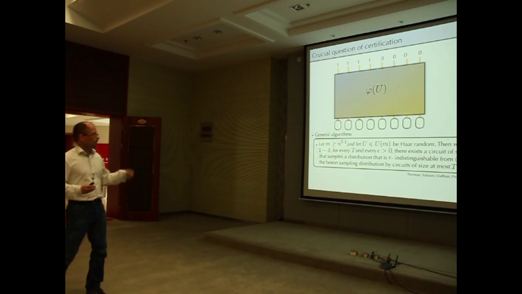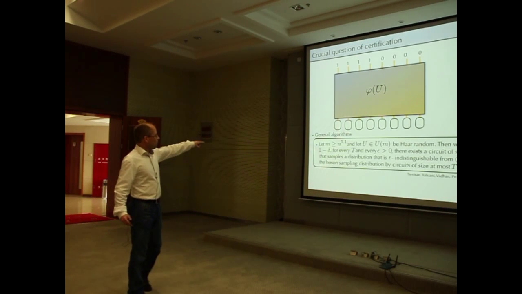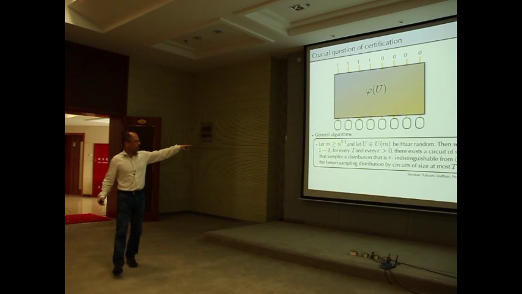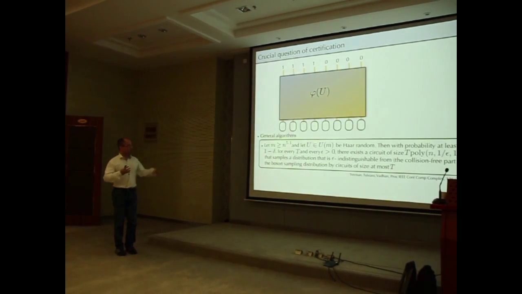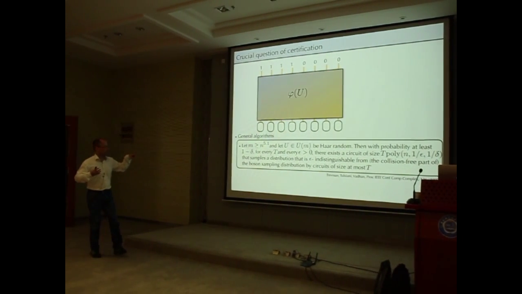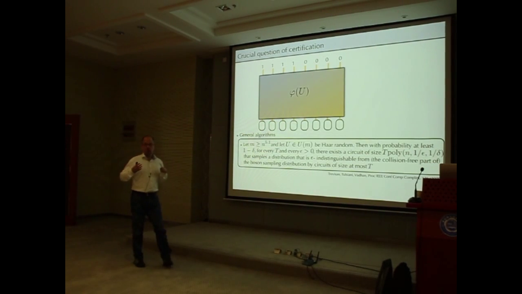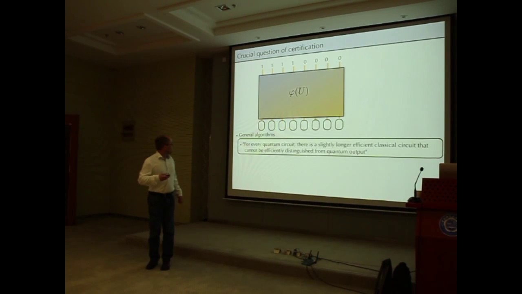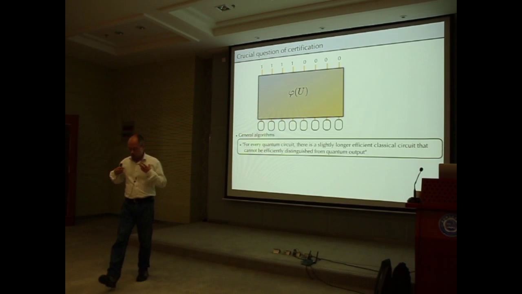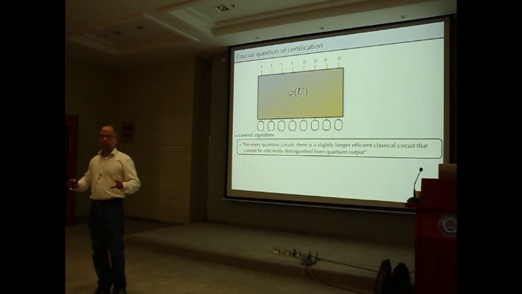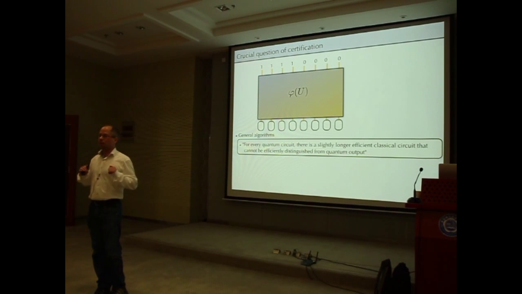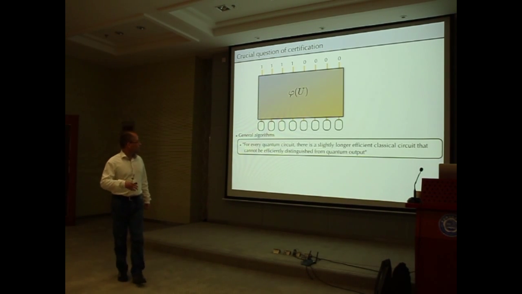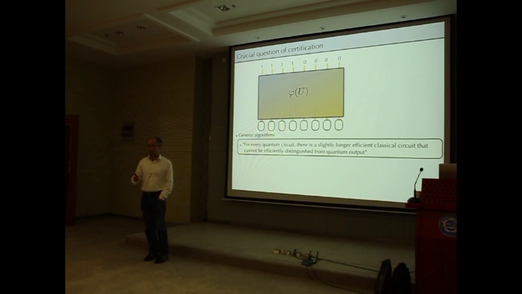So you draw U as H random, then with probability at least 1 minus delta, and for every t and every epsilon, there exists a circuit of a size that's slightly larger that samples from a distribution that's epsilon indistinguishable from the collision-free part of the Boson sample distribution by circuits of size at most t. What does that say? It says the following, that you have a circuit in the lab. So for every quantum circuit, there's a slightly longer classical circuit that cannot be efficiently distinguished from the quantum output.